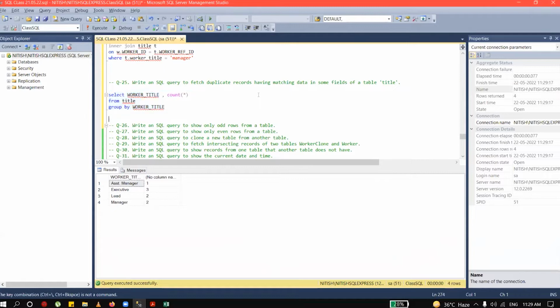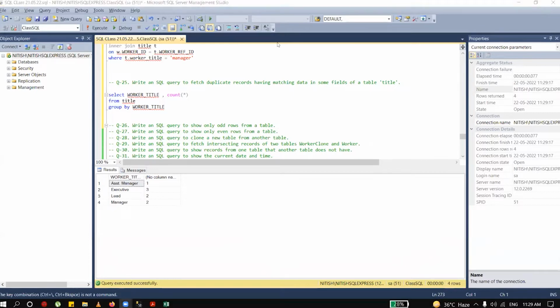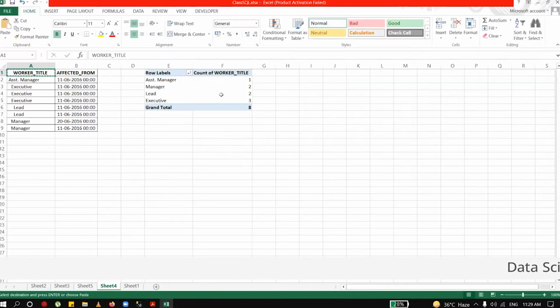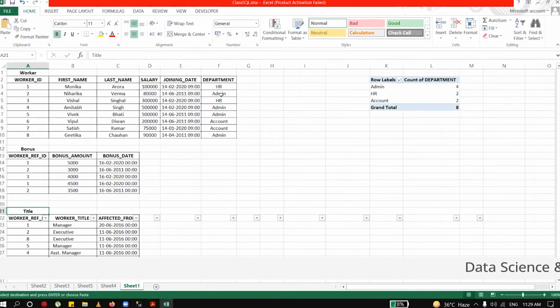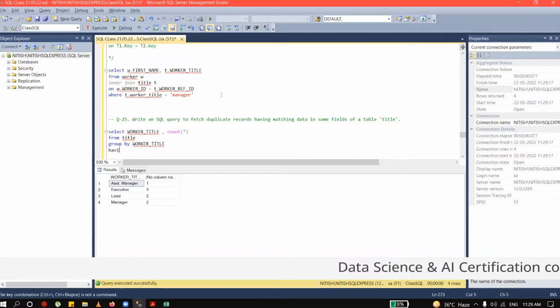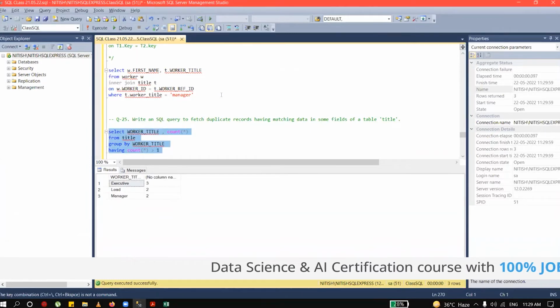Finally, what I want is wherever the count is greater than 1. So having instead of where. There is a difference between the where and having clause. Where is used if you are making a simple query for fetching the data, that is putting a filter on any table. But if you are putting a filter on the group by table, this pivot table, that is a having clause. So I'll write here having count star greater than 1. And here are all the duplicates.